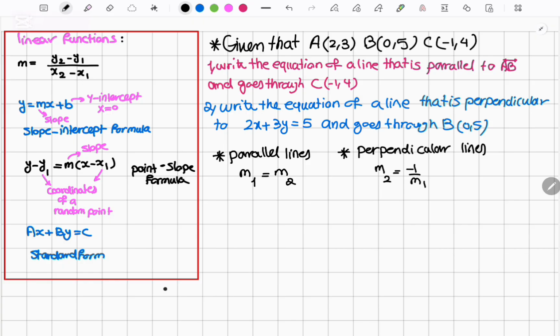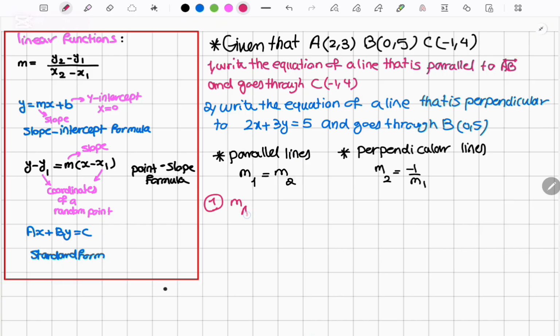So the first question here says, given that A is (2, 3), B is (0, 5), C is (-1, 4), write the equation of a line that is parallel to AB and goes through the point C. Okay, so the first thing is that if the lines are parallel, then the line that I want to write its equation is going to have the same slope as line AB. So if I find the slope of line AB, then I'm going to have the slope of the line that I want to write its equation.